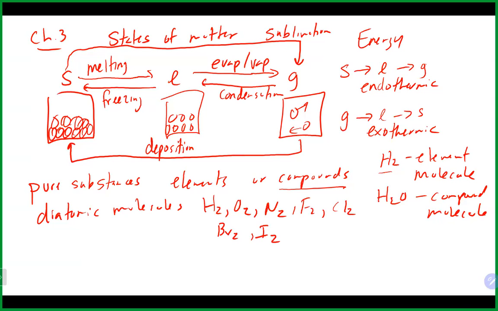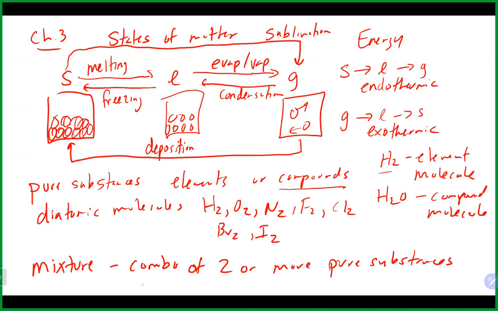In relationship to pure substances is that we had mixtures, right? And a mixture is really a combination of two or more pure substances that maintain their identity. So if you take two or more pure substances basically and mix them together, you will get a mixture.